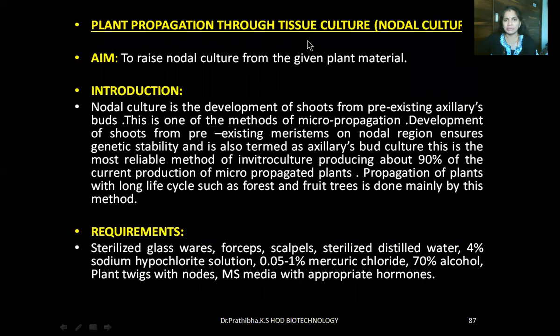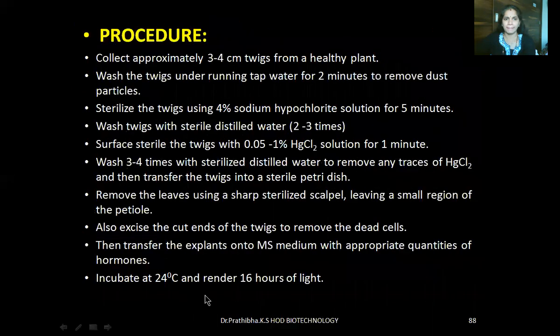Then plant propagation through tissue culture, that is nodal culture. Nodal region is the raw material or source for this particular tissue culture experiment here. Aim of the experiment, to raise nodal culture from the given plant material. The introduction part, and this is about the requirements. And this is the procedure. As I told you earlier, take a screenshot or pause the video and you can make a note of this. Kindly write all these points in your notebook so that it will be easy for you during the examination.